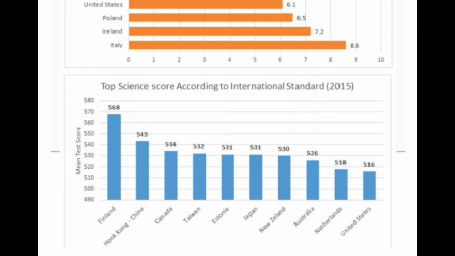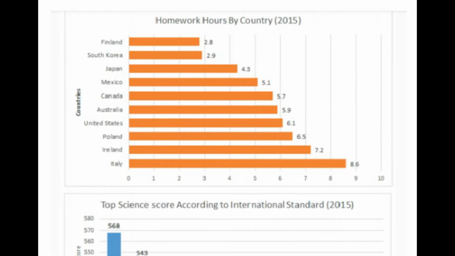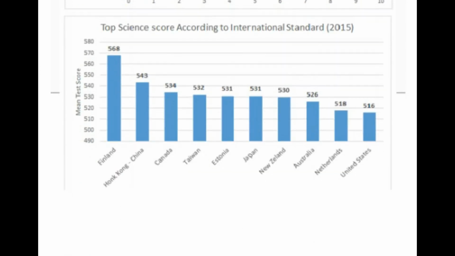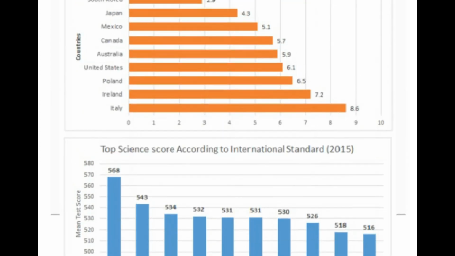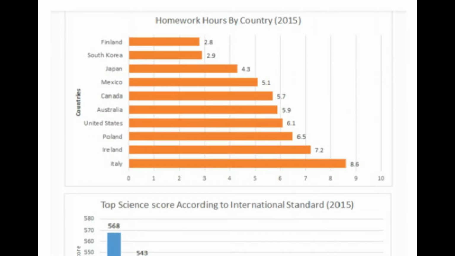Yes, Finland in both the graphs. In fact, there is an interesting finding that Finland, even after spending fewer hours on homework, is still managing to get the highest scores in science. Okay, so now we can see if any other country may be available in both of the charts.